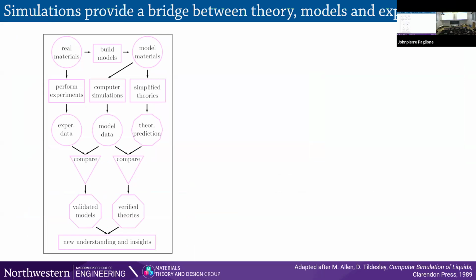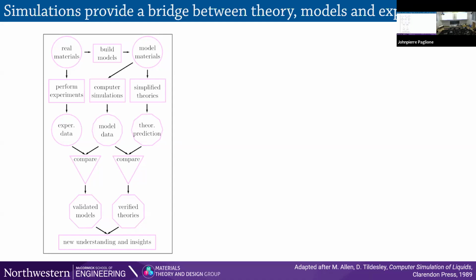So in this diagram on the left, which I've adopted from the Allen textbook here, if you look at the left column, we have real materials. On the right-hand side, we have model materials. And we're building models of real materials to some level of approximation. So we want to develop simplified theories. We let the models work out. There's some theoretical prediction. Experiments are made. And we try to compare throughout this process.